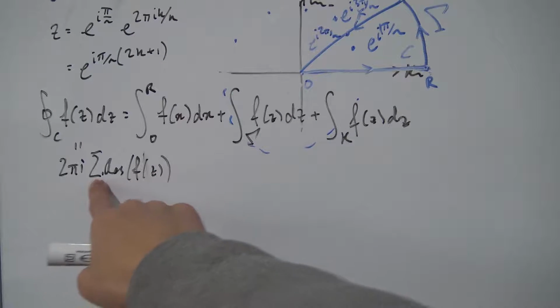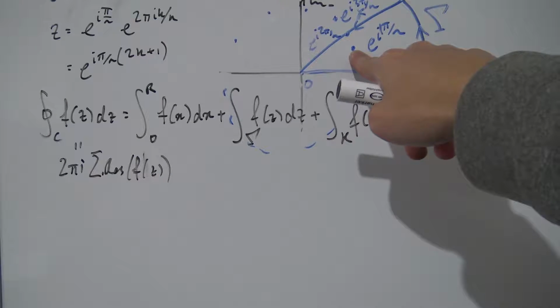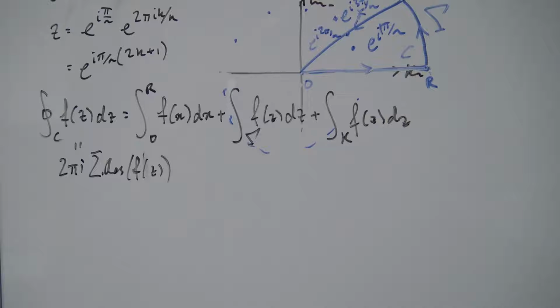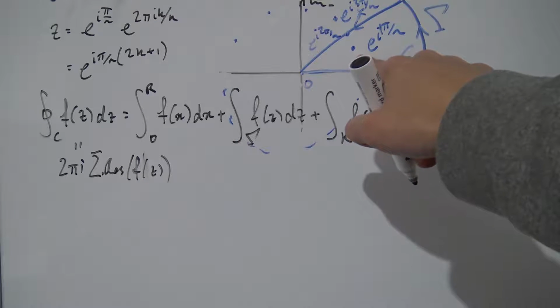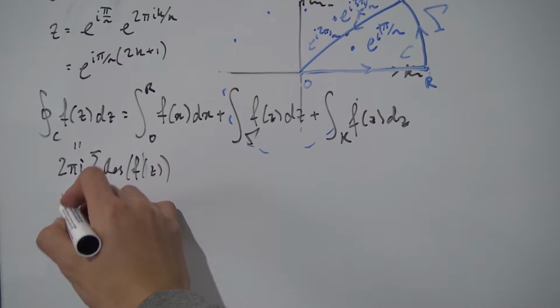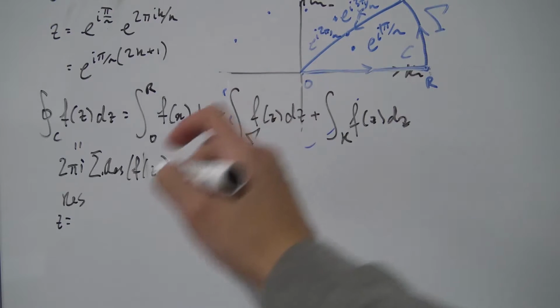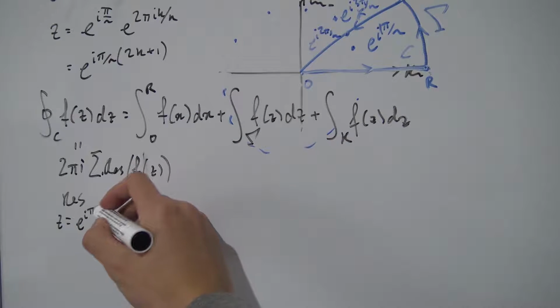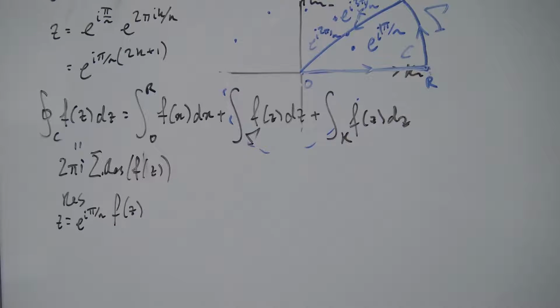And notice this is the sum of all the residues, but we only have one pole in here. So pretty much we only need to worry about one residue. So let's actually figure out what that residue at this pole is. So let's calculate the residue at the point z equals e to the i pi over n of our function f of z. And what exactly is that?